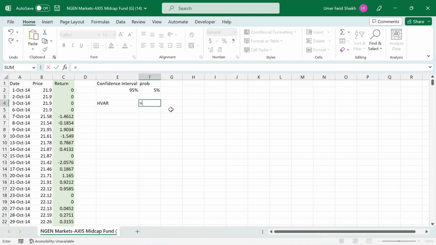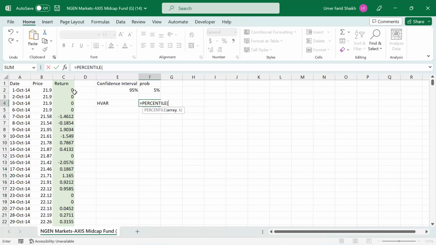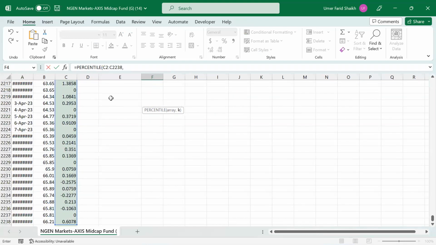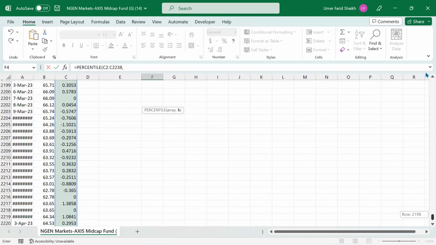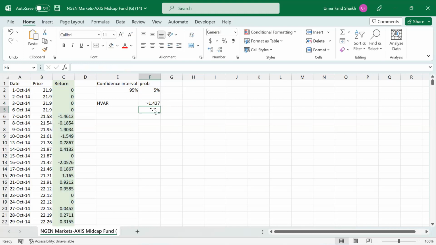So what you can do is take a look at the percentile here. The array we are going to be using is these data sets, and then we are going to use our probability. Here you can see our probability is 5%, so I'm just going to choose this probability as 5%. Once you choose this probability, you can see that this is the data set being generated. Now, what is the actual historical value at risk we should have?